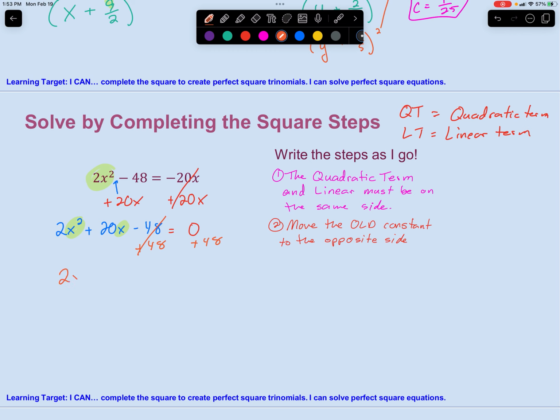So I have 2x squared plus 20x. I'm going to leave a little blank, okay? My blank is for my new constant. And I remember, whenever I add to one side, I have to add to the other. So I'm also going to put my blank on the right side. I got to keep it balanced.